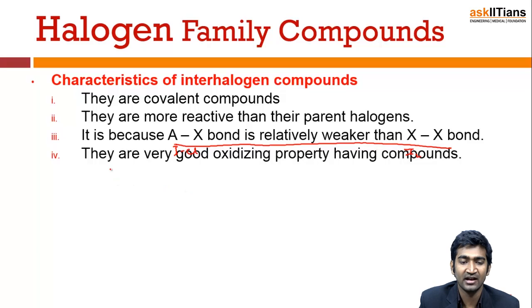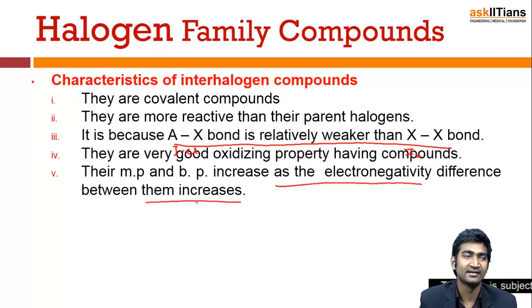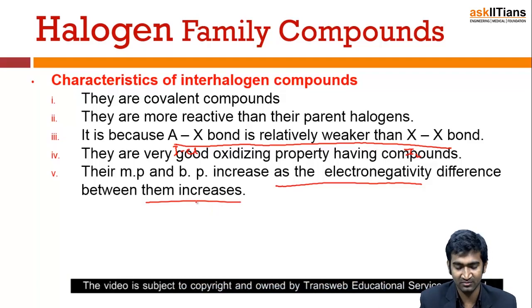Next, they are very good oxidizing agents. And their melting and boiling points increase as the electronegativity difference between them increases. So obviously, that tells me that if I increase the mass, then my melting and boiling point will increase.